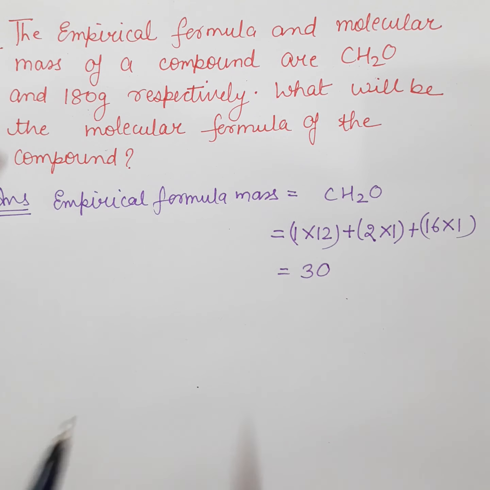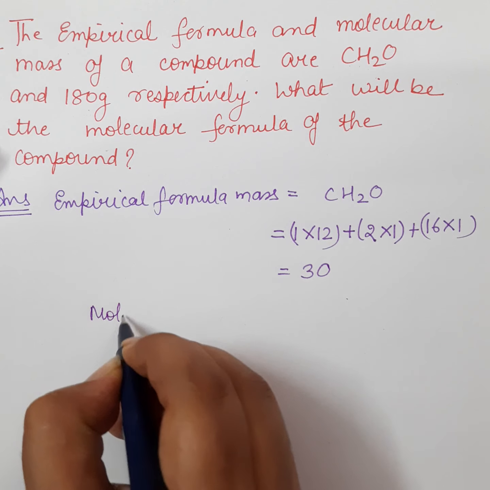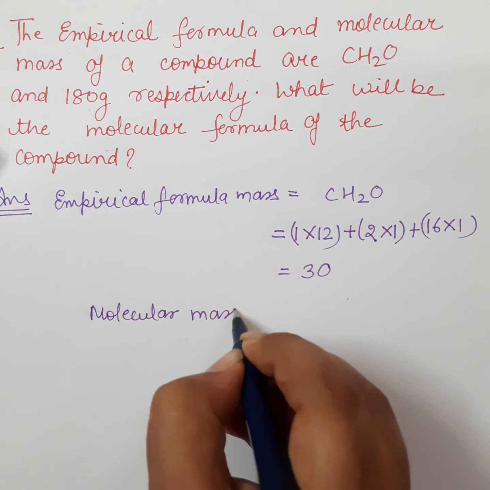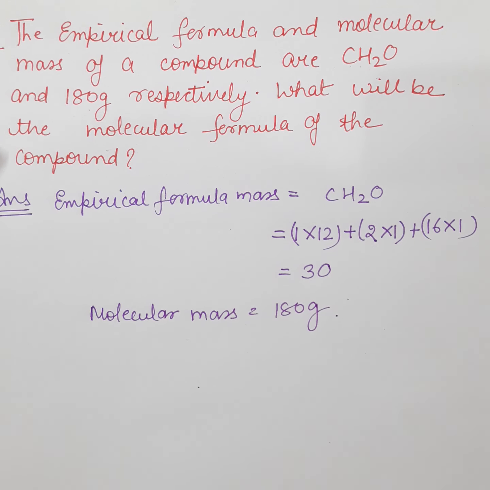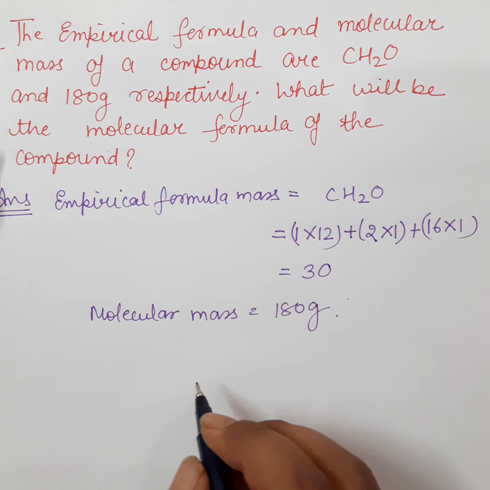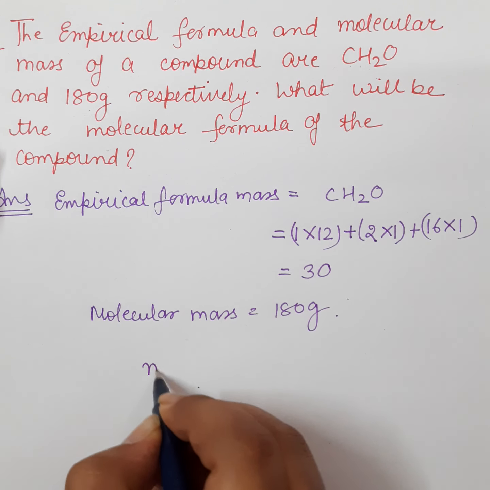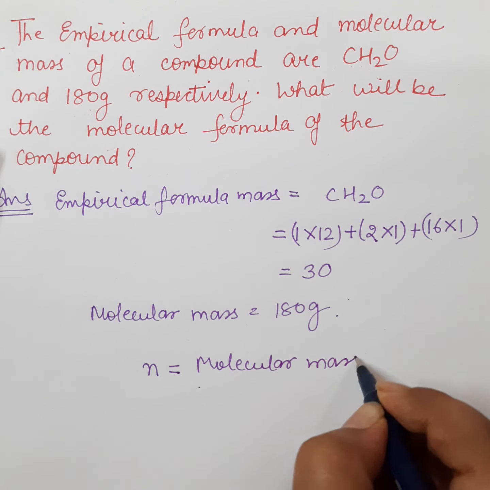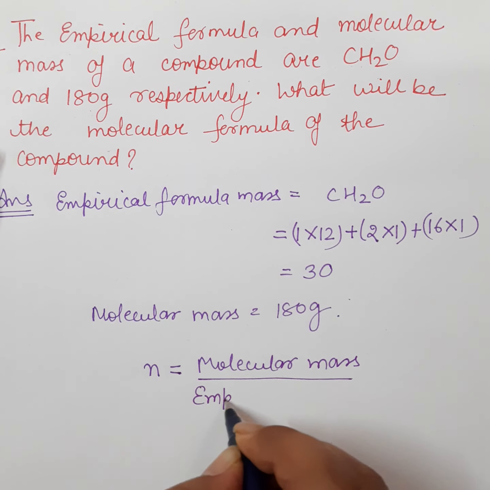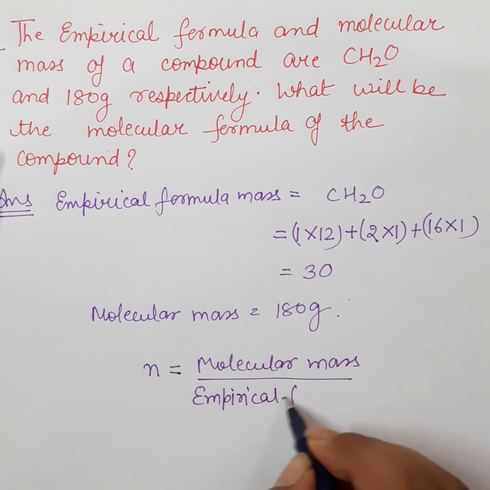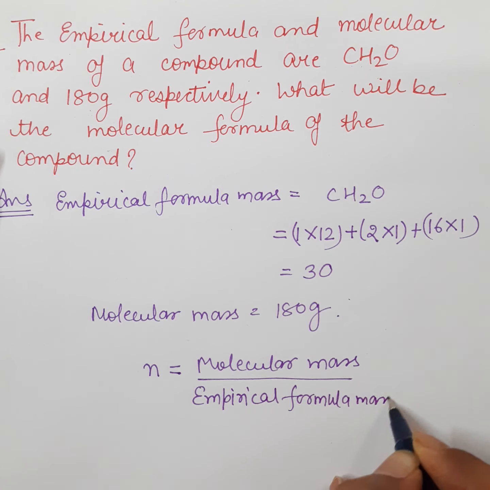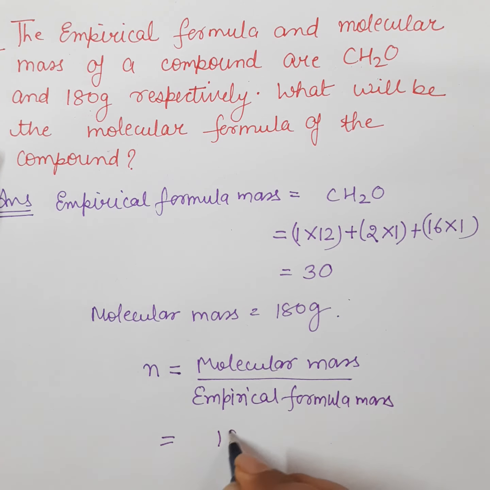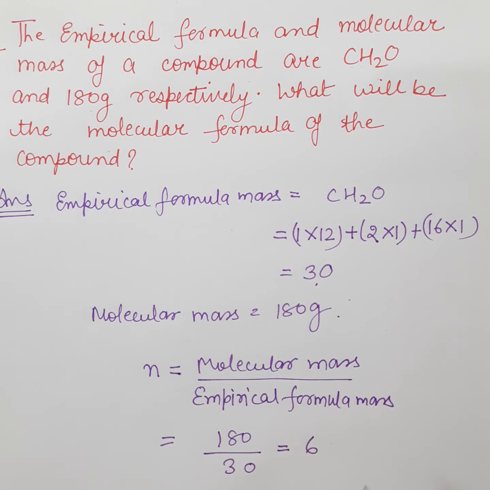Now molecular mass is given to us in the question, so I'm going to write it here: molecular mass is equal to 180 grams. After that, to calculate the molecular formula, you must calculate the value of n. So n is equal to molecular mass divided by empirical formula mass. Molecular mass is 180, so 180 divided by 30, and I get 6.